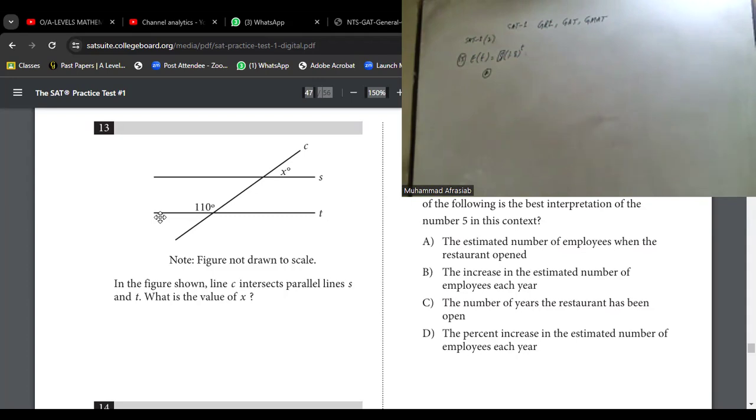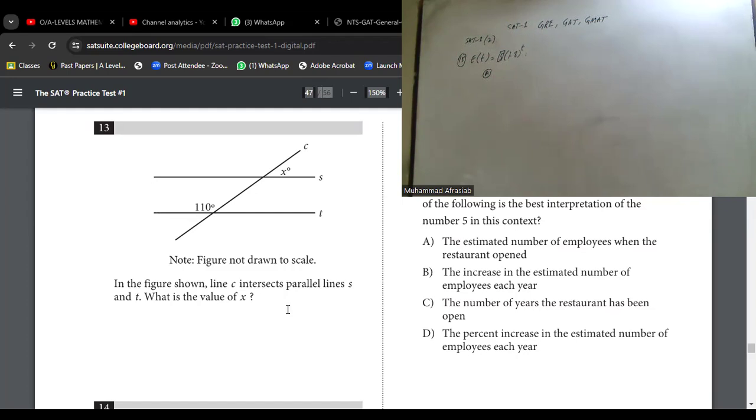Because for the rest of the statements, in the B part, the increase in the estimated number of employees each year is not put equal to the initial value 5. The number of years since the restaurant opened is not even equal to this expression. So the only expression which suits this is the estimated number of employees when the restaurant opened is equal to 5.